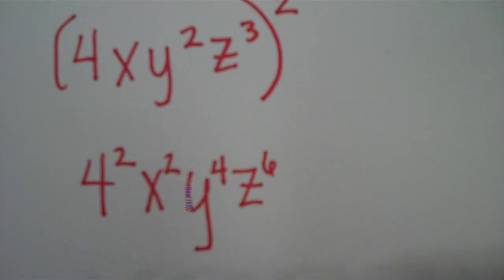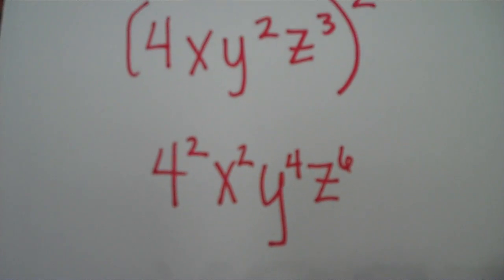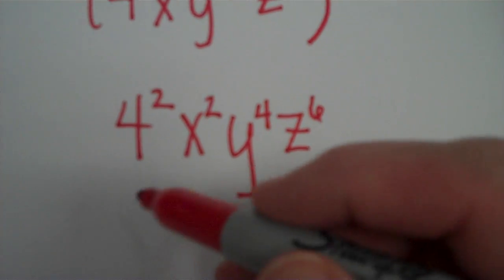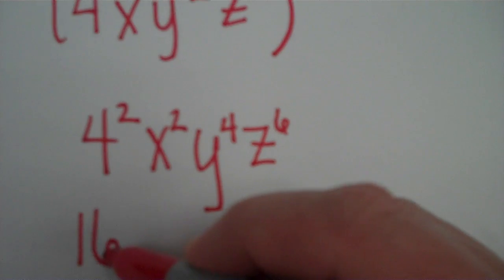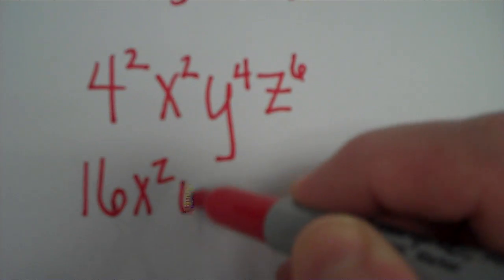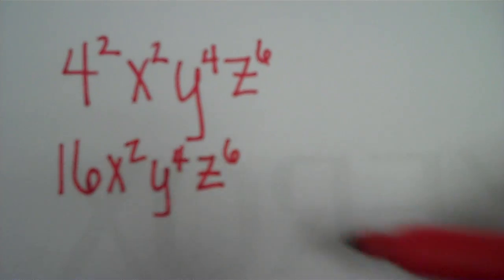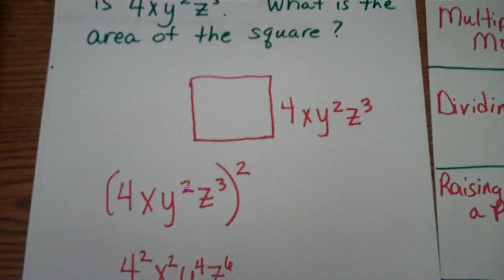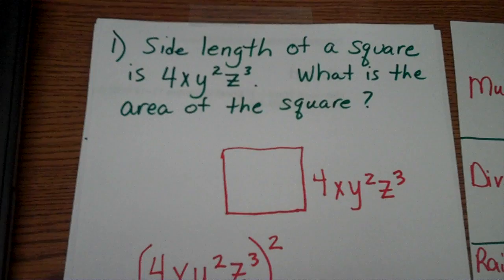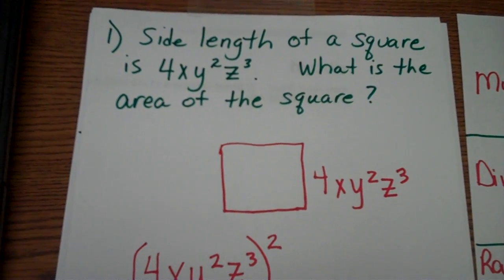The answer could either be left just like this, or in many cases we will go ahead and simplify the coefficient. So 4 squared is 16, and then we bring down everything else: x squared, y to the fourth, z to the sixth. And that is the answer to the first question, which was finding the area of a square whose side length is 4x y squared z cubed.